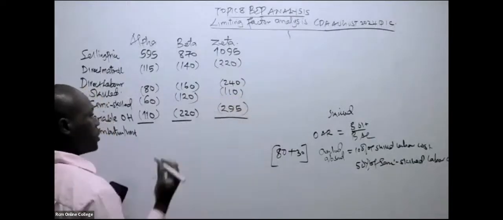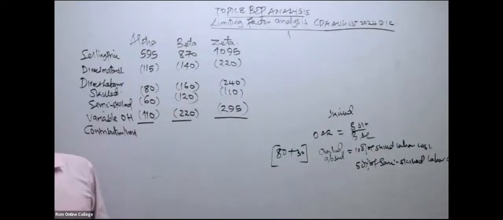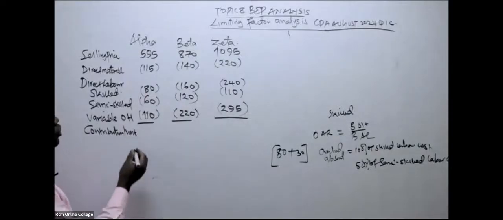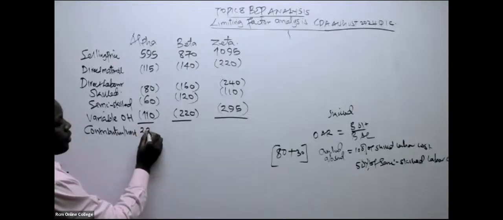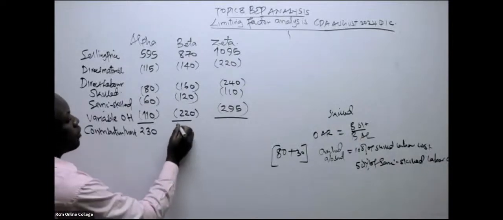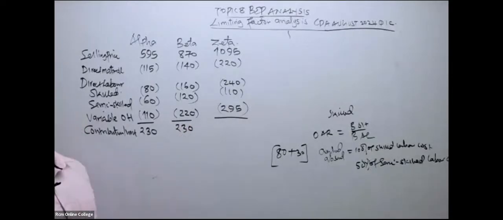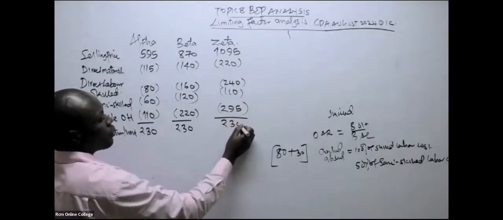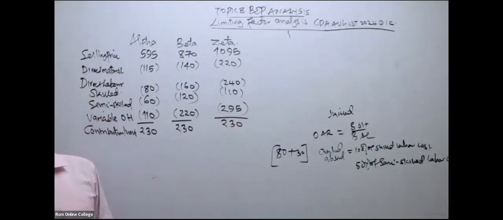Someone can start from zeta and post the answer there. So I'm told 230 relates to alpha, right? 230 relates to alpha. How about beta? It is also 230, okay. How about zeta? It is also 230. So does it mean we have 230 all through?